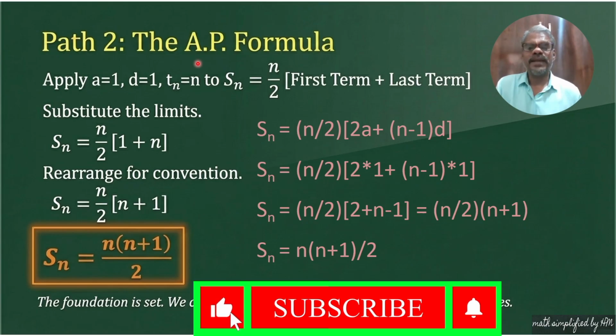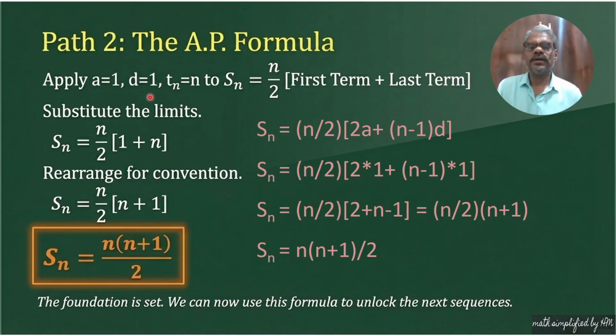Now the arithmetic progression sum formula. Apply a = 1, d = 1, Tn = n. So Sn = n/2 (first term + last term). Substituting the limits, we get Sn = n/2 (1 + n). Rearranging for convention, we get Sn = n/2 (n + 1). So again Sn = n(n + 1)/2.